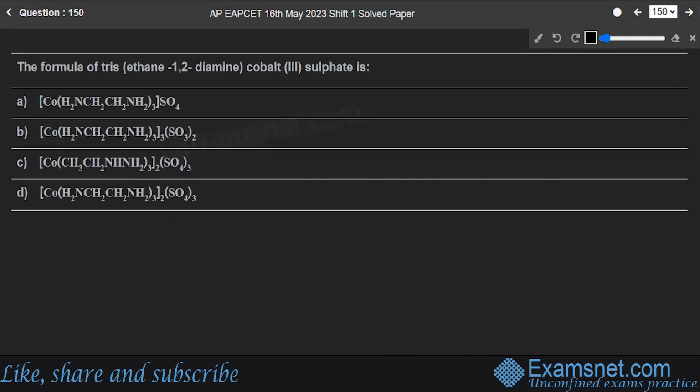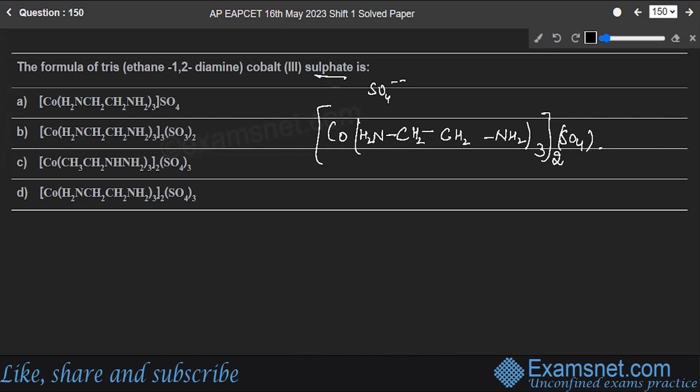Next is question number 150. The formula for tris ethane 1,2-diamine cobalt 3 sulfate is. Let's make it. You have ethane, so that means 2 carbon atoms are involved. So CH2, CH2, 1,2-diamine, this will be NH2, there will be NH2. Then you have cobalt 3. Sulfate has a valency of 2. This will be 2 and SO4 3. This is the right formula and D option is the correct answer. Hope you understood this. Next is 151 question.